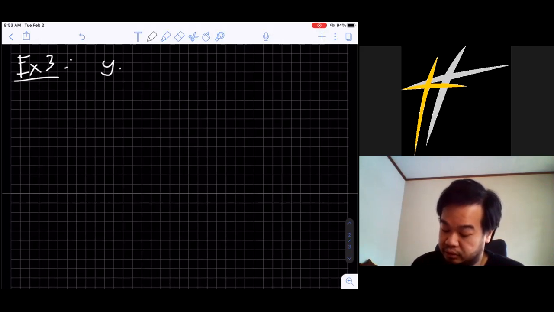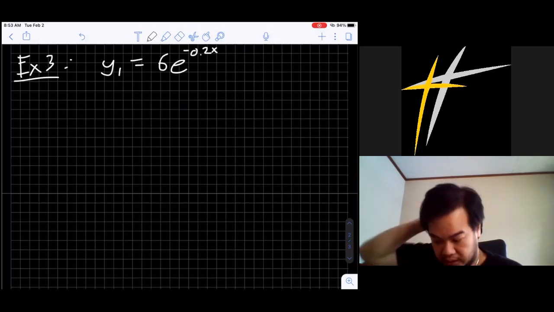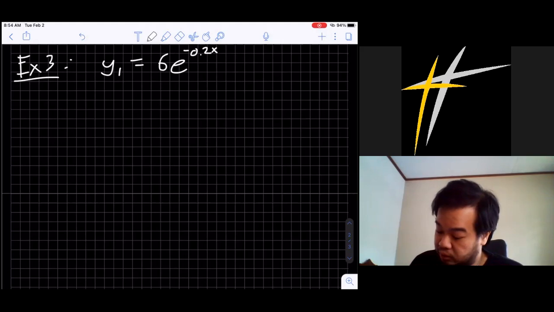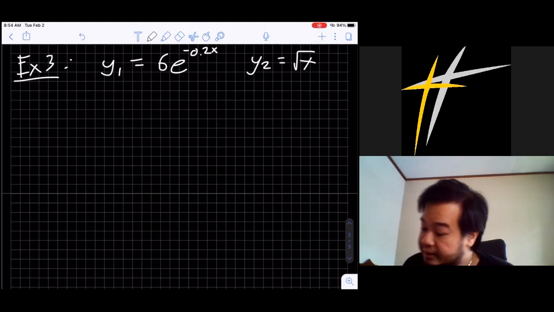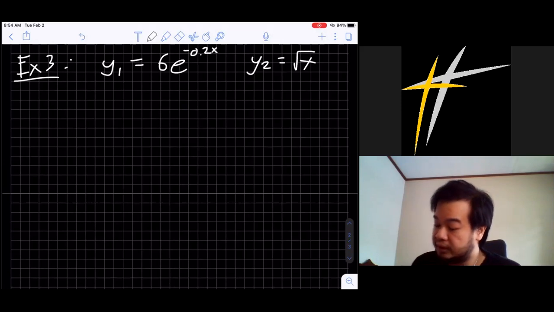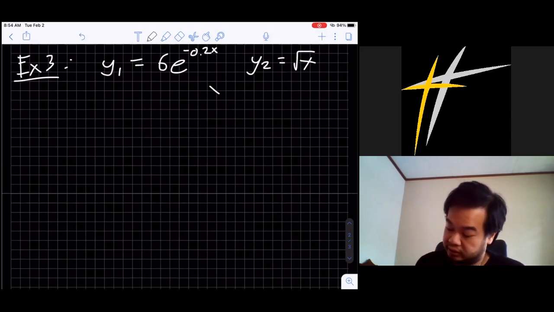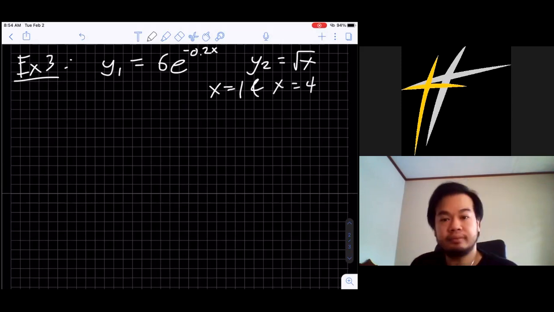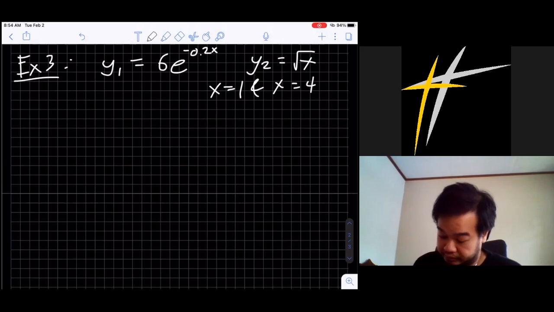Okay, so example 3. The first y is 6e to the power of negative 0.2x, and the second y is square root of x. It's bounded by vertical lines x equals 1 and x equals 4. Okay, so let's sketch it first.